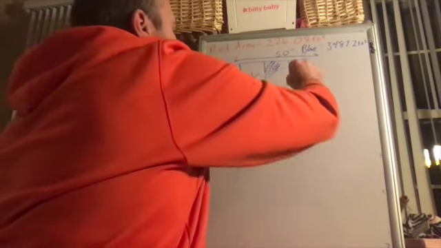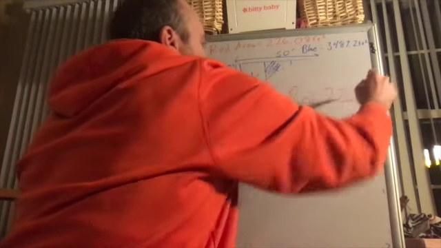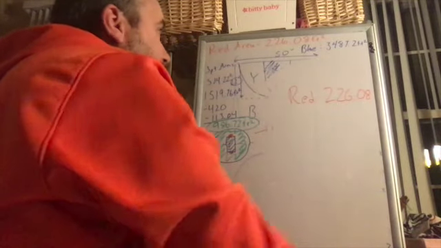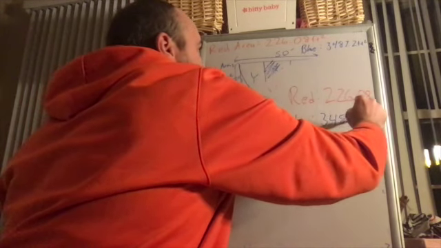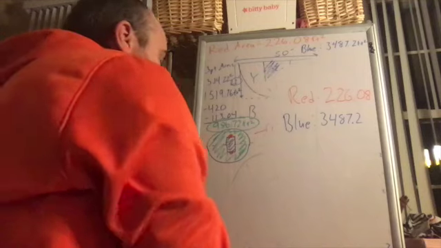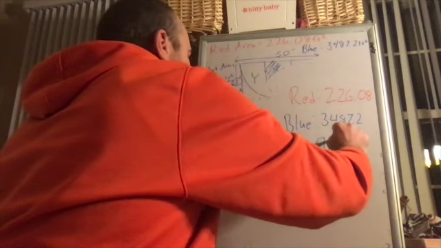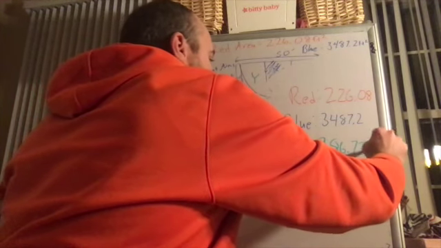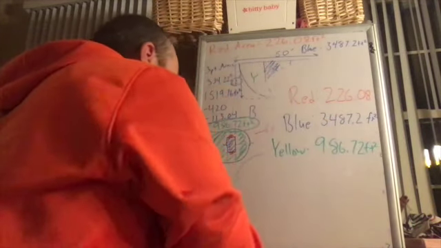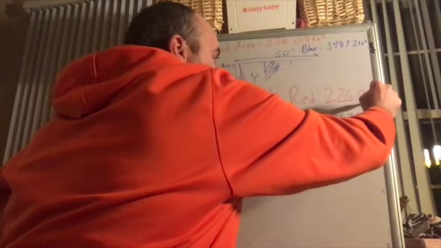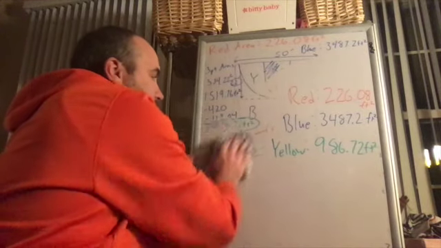All right, so let's clean this up a little bit. So I've got red area as 226.08 square feet. I've got my blue area as 3,487.2 square feet. And I've got my yellow area as 986.72 square feet. I didn't put my units here, partly because I ran out of room for the red one. We'll just put it right underneath there. All right, so I've got all of that.